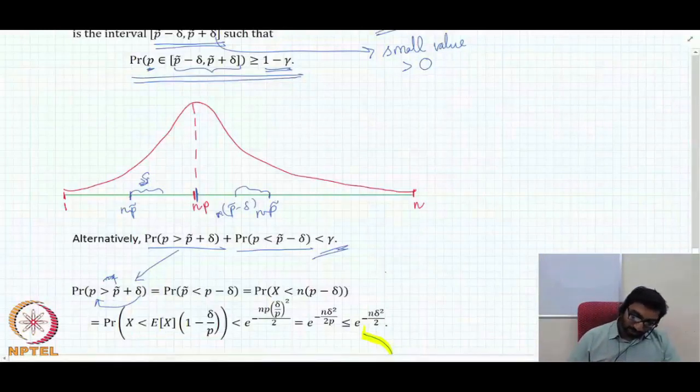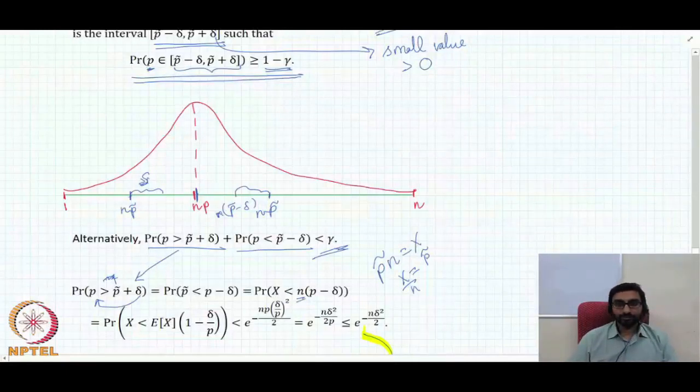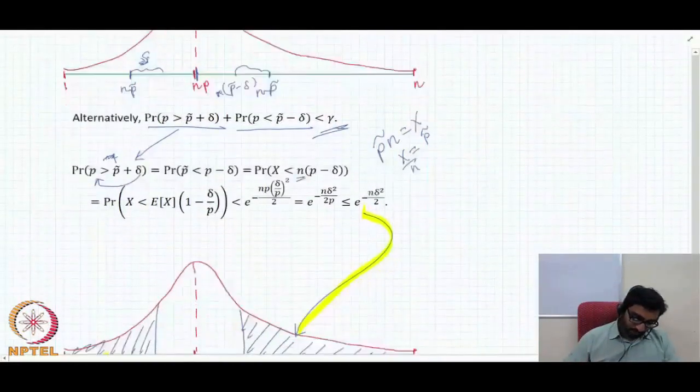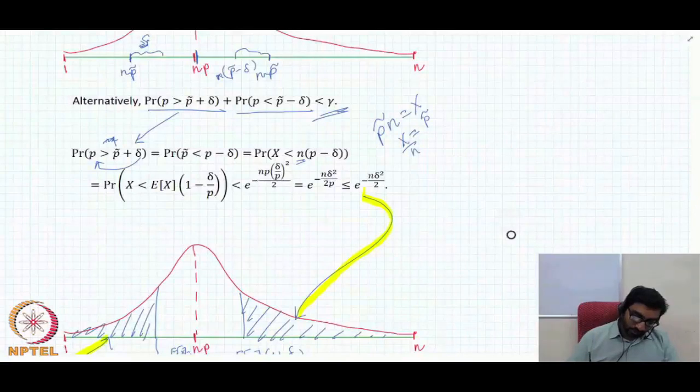Notice, or at least recall, that p tilde times n is your x. In other words, x by n is p tilde, and that's what we're going to do here. We're going to replace p tilde with x by n, except that n we're going to take over to the other side.